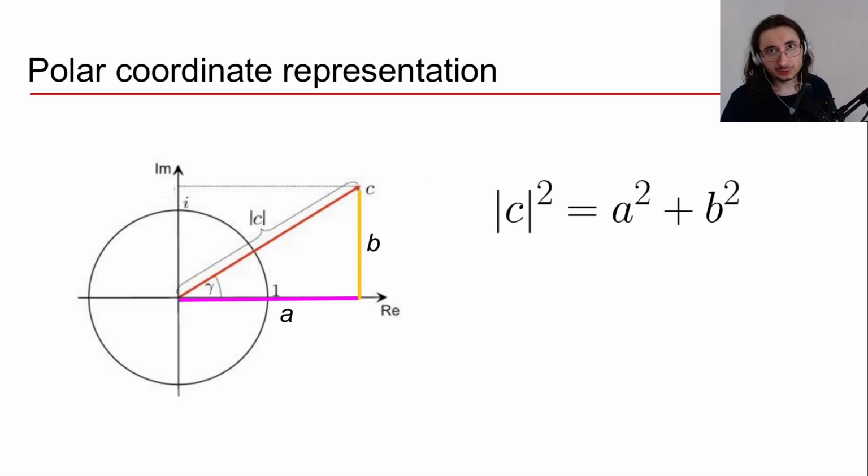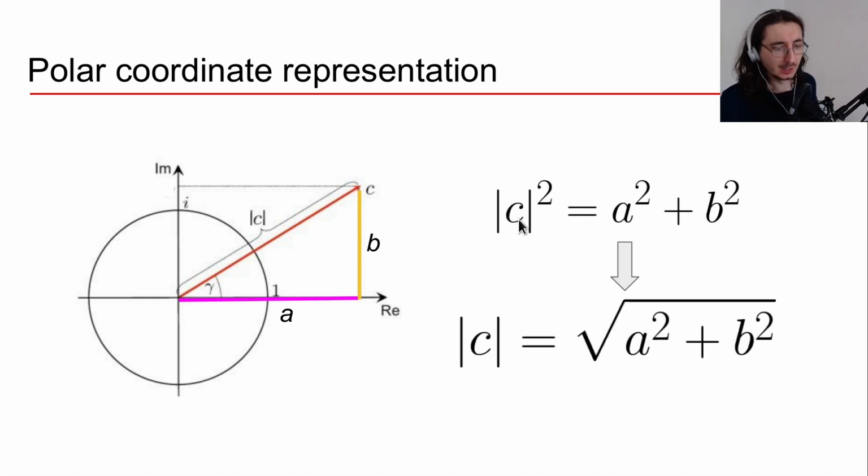You should be familiar with this, but basically if we square the absolute value of c, this is equal to a squared plus b squared. Now we're not interested in the square of the absolute value of c, we want the absolute value of c, so we have to use the square root, sorry, and apply that to a squared plus b squared. So this way we can easily get the absolute value of c.